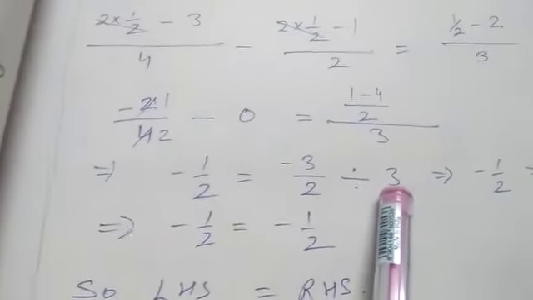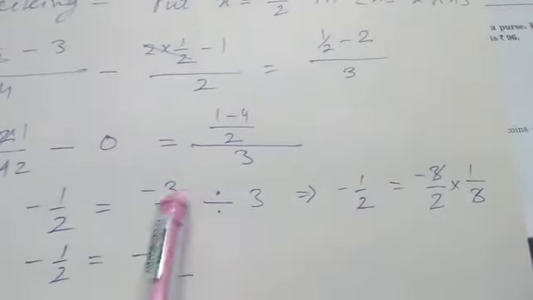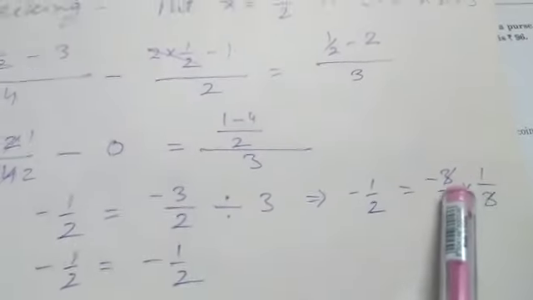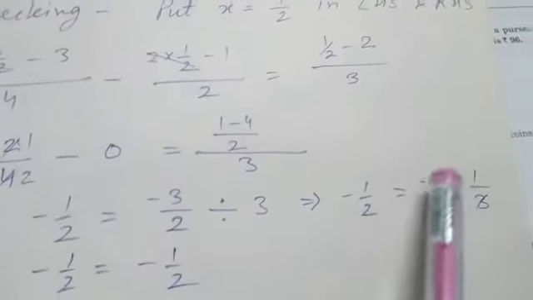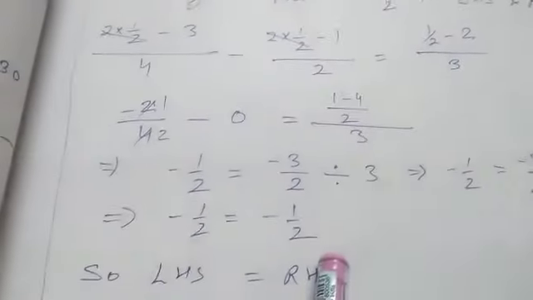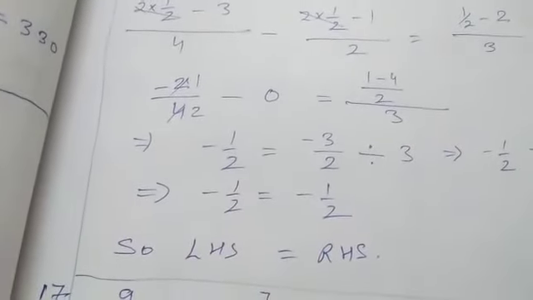I wrote it as it is. This implies minus 1 by 2 is what? Minus 3 by 2, and this divide by 3. If we change into multiply, then it will be 1 by 3. Now 3 to 3 cancel. This also minus sign and 1 by 2. So minus 1 by 2 is equal to minus 1 by 2. So left hand side is equal to right hand side.